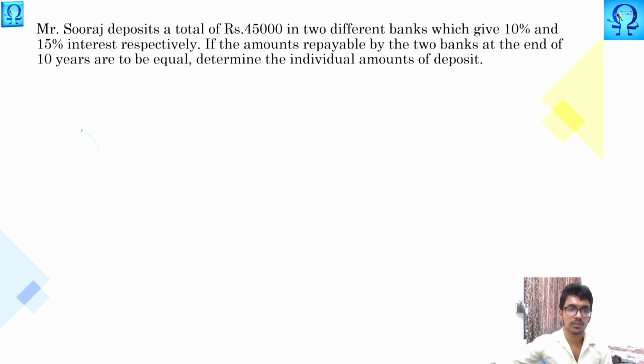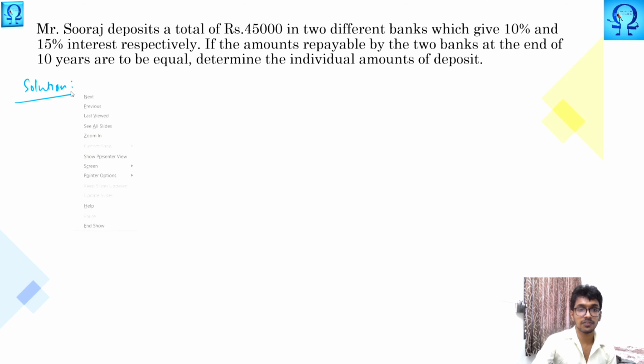Okay, here what is given? It is given that Mr. Suraj deposits a total of rupees 45,000 in two different banks. Okay, good. So he is not depositing in a single bank.